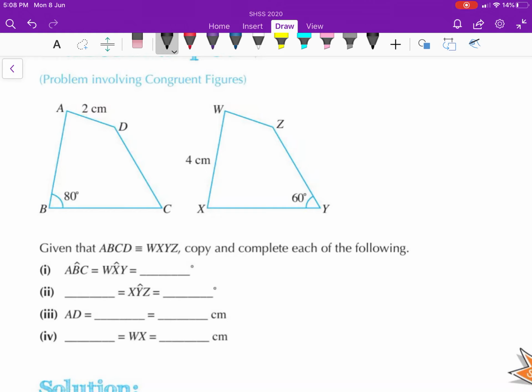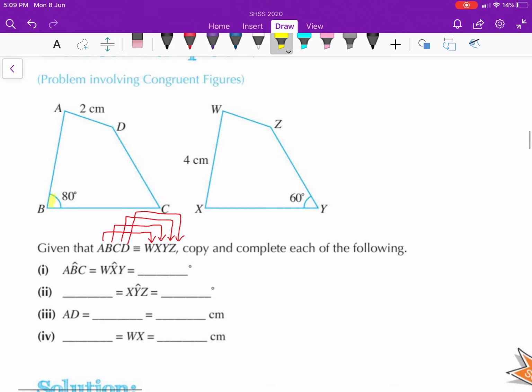Now they say given that ABCD is congruent to WXYZ, from what we have learned, the order is important. So we know A corresponds to W, B corresponds to X, C corresponds to Y, and D corresponds to Z. Now copy and complete each of the following. Angle ABC, which is this angle over here, is 80 degrees, which is equals to WXY. WXY is here, and you know they are the same, which is equals to how many degrees? 80 degrees.